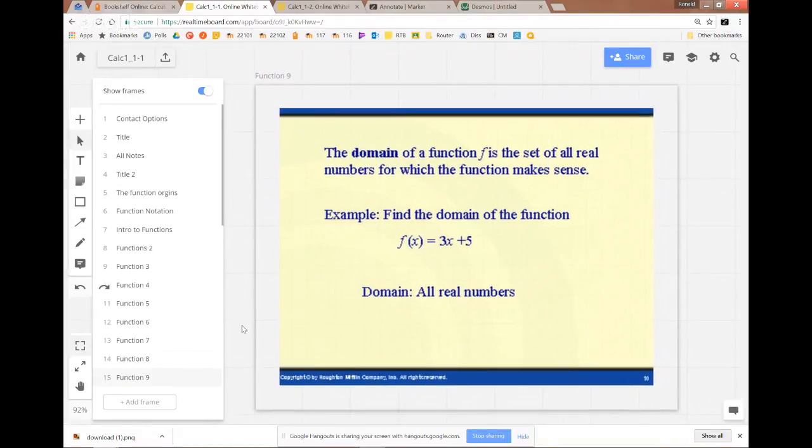So the term domain is all the possible values for x, all of them. So in other words, is there anything I can't plug in for x? In this function, 3x plus 5, there is nothing I can't multiply by 3 and add 5. So therefore, we would say the domain is all real numbers.